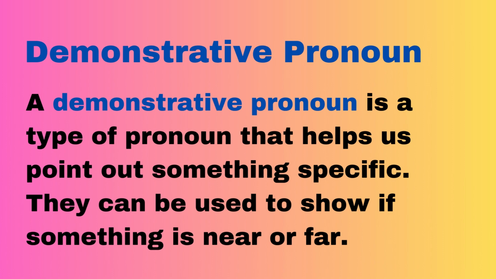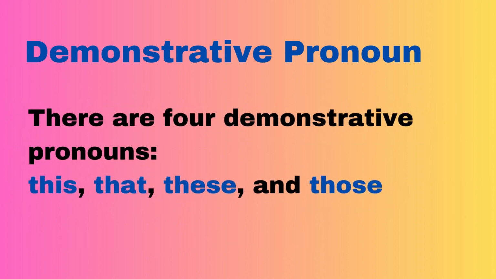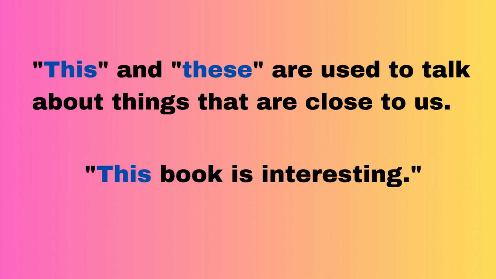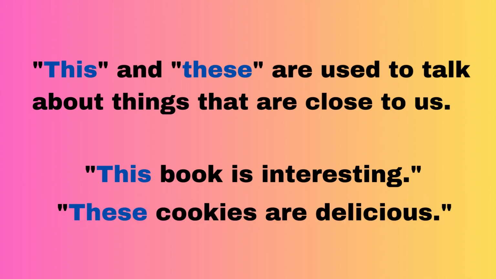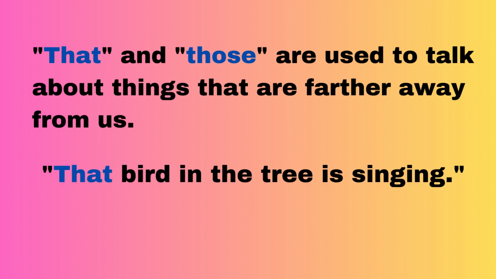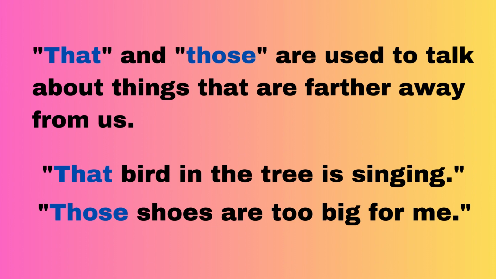Demonstrative pronoun. A demonstrative pronoun is a type of pronoun that helps us point out something specific. They can be used to show if something is near or far. There are 4 demonstrative pronouns: this, that, these, and those. This and these are used to talk about things that are close to us. For example, this book is interesting, or these cookies are delicious. That and those are used to talk about things that are farther away from us. For example, that bird in the tree is singing, or those shoes are too big for me.